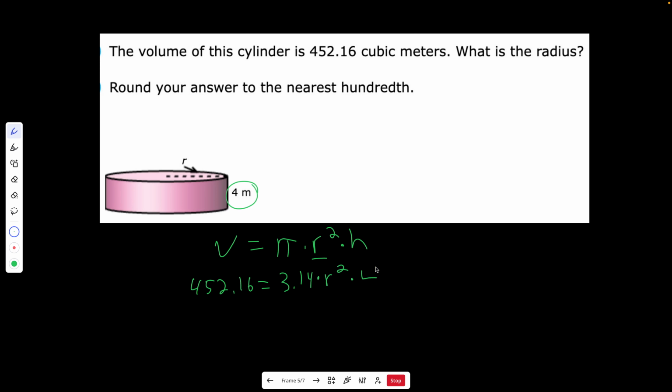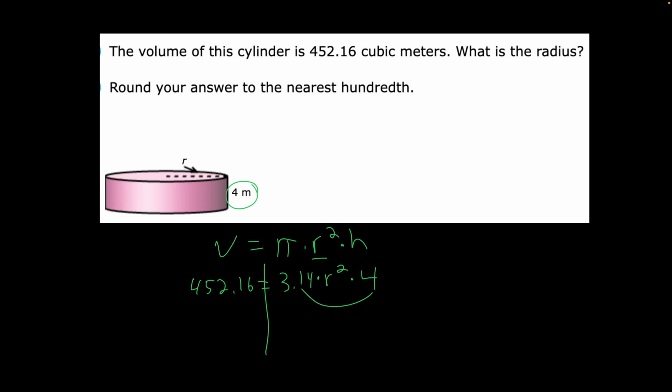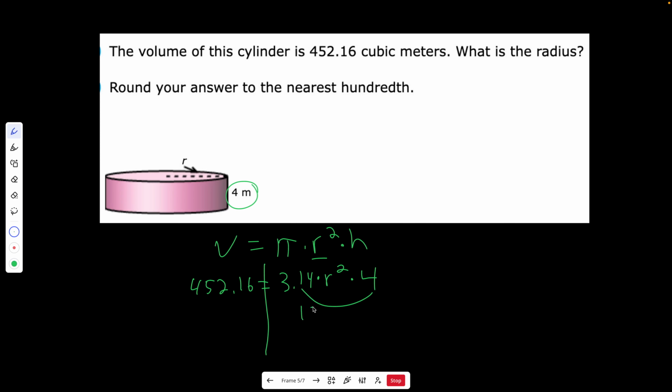That's 4. Now we have an equation, so we can do a couple things. First, let's multiply 3.14 times 4. When we do that, we get 12.56 r squared equals this. We haven't changed anything on the left. And now let's bring our work over.